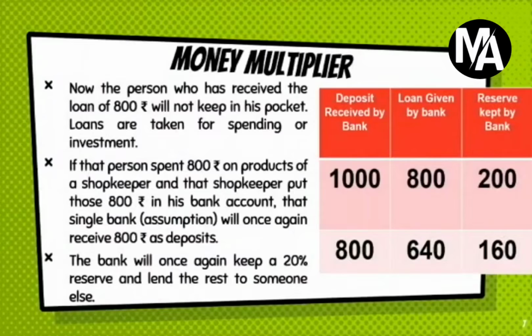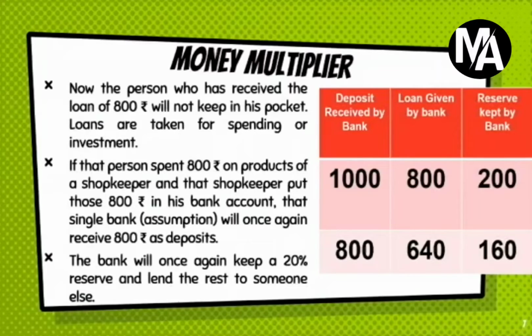Now imagine the person to whom the loan of 800 rupees has been given will not keep this money in his or her pocket. Loans are usually taken for spending or investment, so that person will take that 800 rupees loan and spend it on the products of a shopkeeper. And that shopkeeper, once he or she receives that 800 rupees, will put it in the same bank. Imagine the assumption of one bank. And now, once again, this has come as a deposit. These 800 rupees have come back into that bank as a deposit.